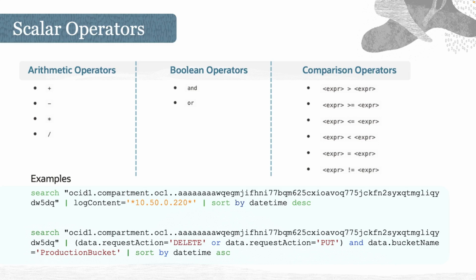The first one is searching all log objects within a compartment, and the log content that contains a specific IP address 10.50.0.220, and finally sorting by date and time in descending order. In the second example, you are searching all logs within a compartment, and you're looking for either of these request actions. One could be delete, or the other could be a put action. And then using Boolean operator AND, you would only want to look into an object storage bucket that is named production bucket, and finally sorting that data by date and time in ascending order.